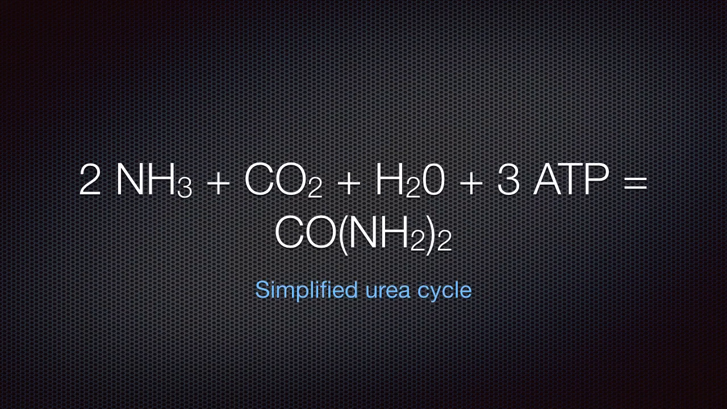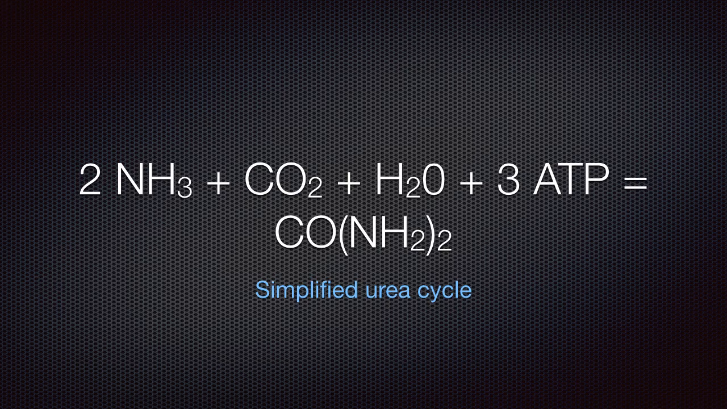In order to prevent the damage caused by excess ammonia, the body converts ammonia into a less harmful form right after its creation and excretes this new form through urine. This conversion, known as the urea cycle, takes place in the liver. For every 2 molecules of ammonia, the liver uses 1 molecule of carbon dioxide, 1 water molecule, and 3 ATPs to produce 1 molecule of urea.